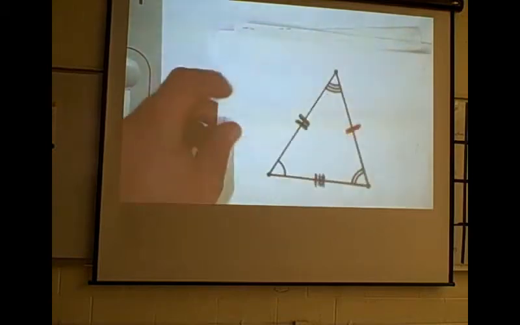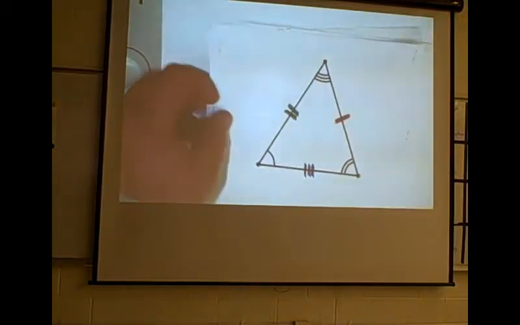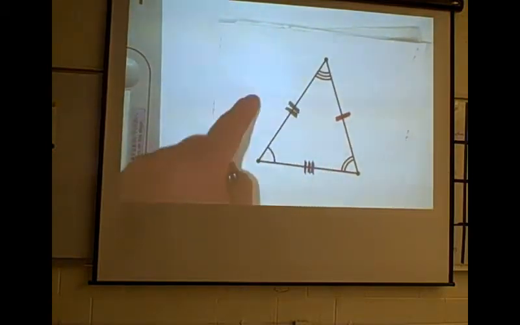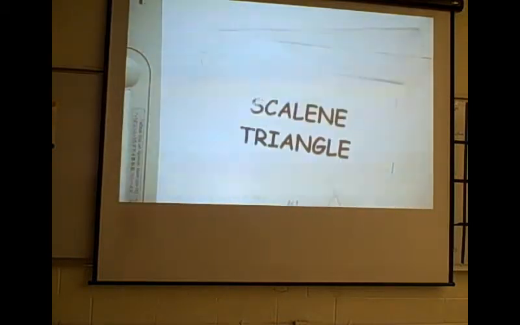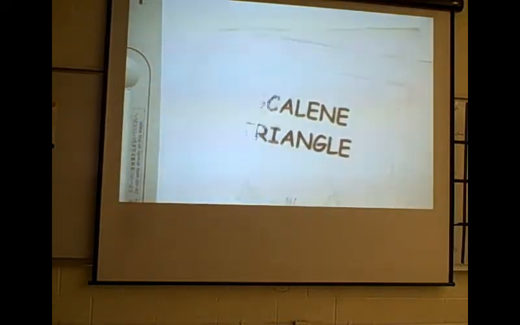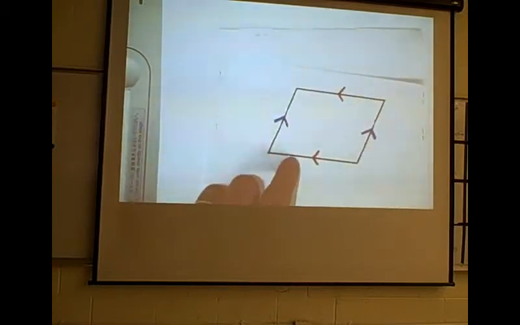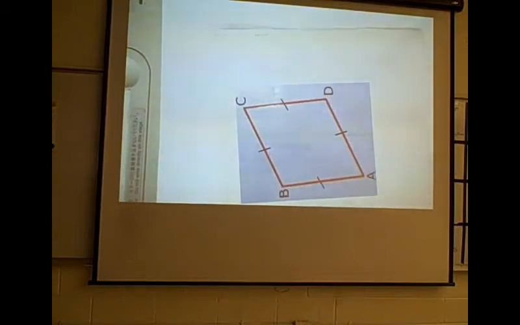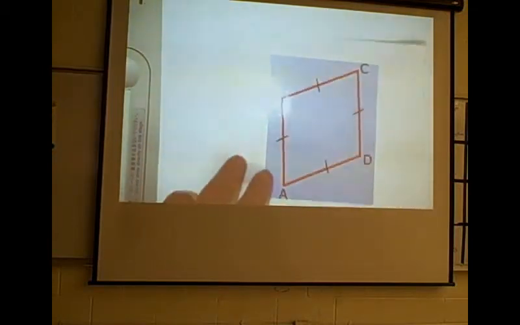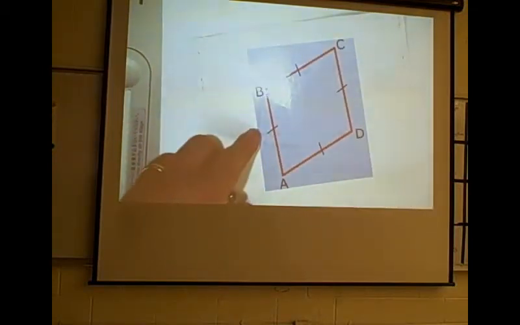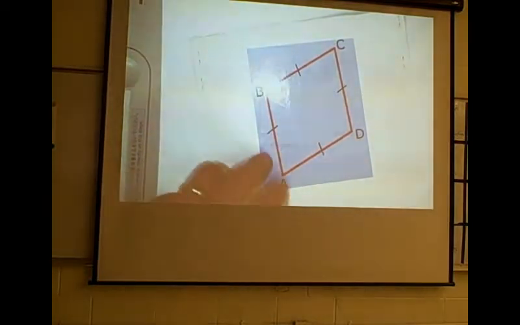Then you have another triangle. All 3 sides are different. That means if all 3 sides are different, that is called a scalene triangle. Then we have a parallelogram. And yes, the last quadrilateral is a rhombus. Like a diamond, but it's called a rhombus. So, we have a rectangle here.